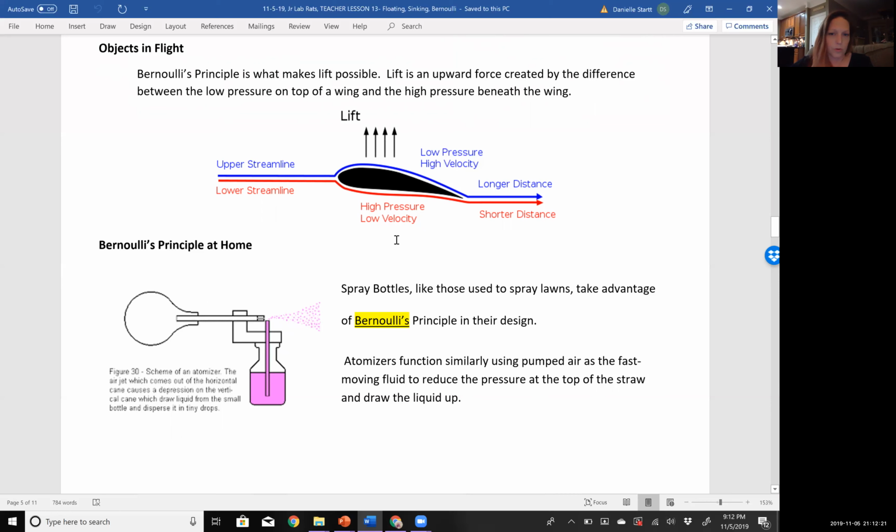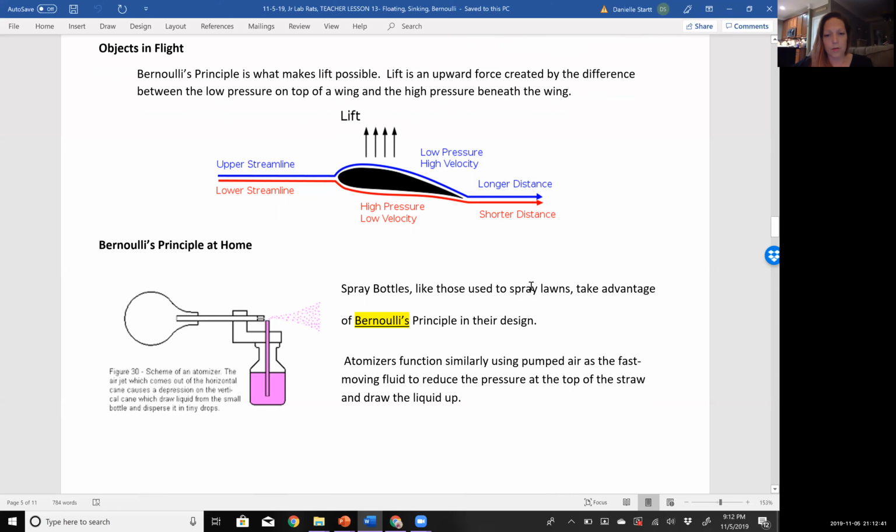It's going to reduce your pressure on top, and it's got to have high velocity, low pressure, and it's going to cause the liquid in the spray bottle to come out, mix with the water, and spray out on the lawn. So it could be an herbicide or a pesticide, and that mixing with the water is intentional too, because usually what's in the bottle is more concentrated.